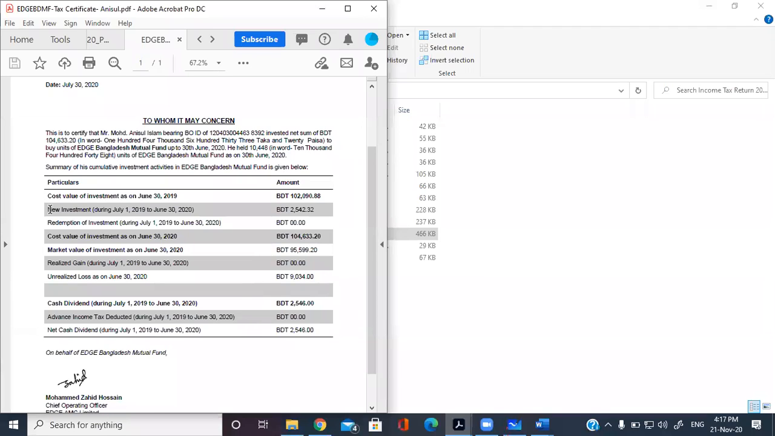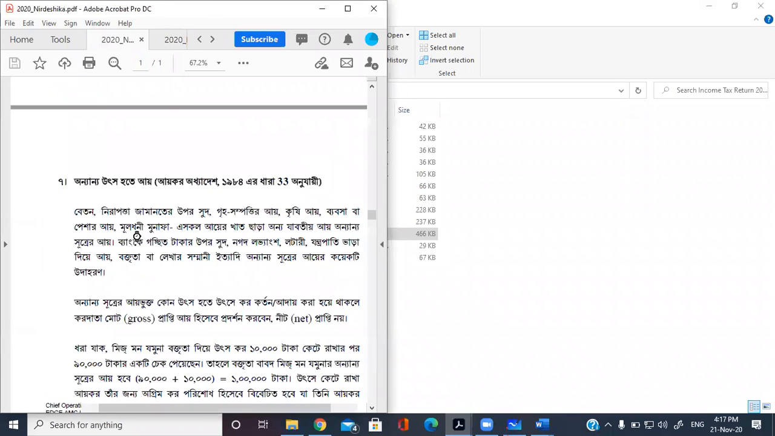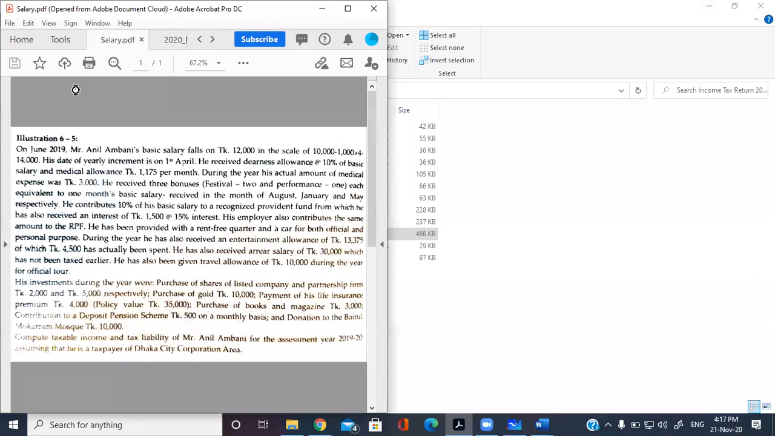You see, it must be new investment. In which period? During the income year. How much investment I have made in this period? Only 2,542. Okay. So you can ask me, what about other?